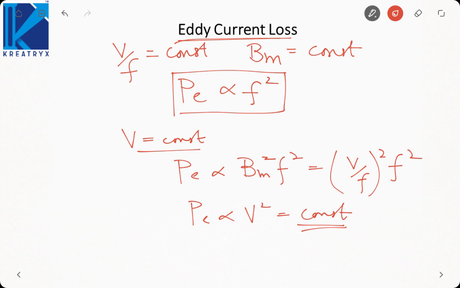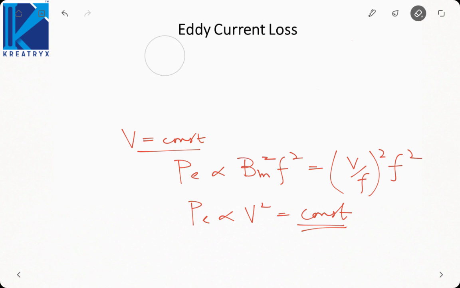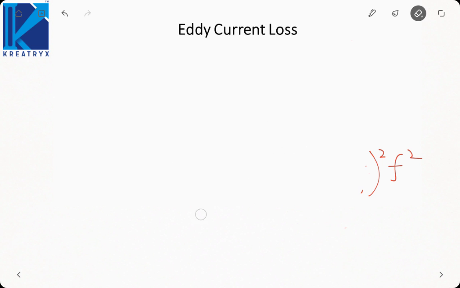Now let us see how we can separate the eddy current loss and the hysteresis loss from the iron loss. We were obtaining iron loss from the open circuit test, but we did not know the individual components, that is the hysteresis loss and the eddy current loss. The only thing we knew was the iron loss.